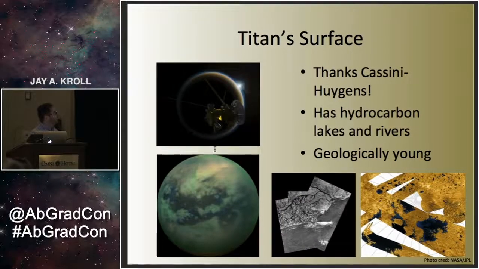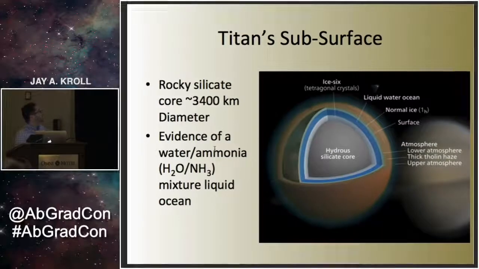Before Cassini-Huygens, we actually did not know a whole lot about Titan's surface. Thanks to that mission, we now know that there are hydrocarbon lakes and rivers, and that the surface is pretty geologically young, somewhere between 100 million and a billion years old. But we can see these canals and rivers on the surface, as well as a number of lakes at the northern pole of the moon as well.